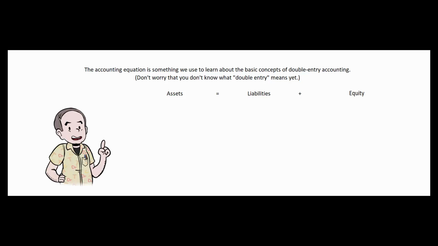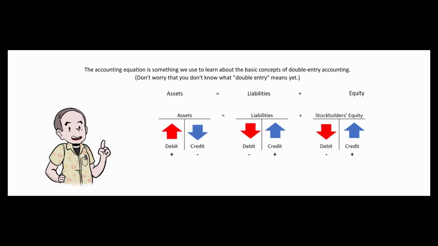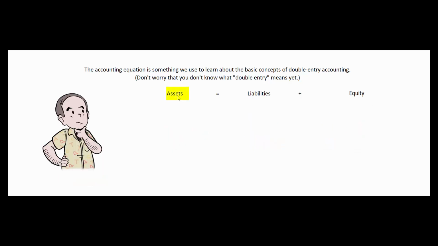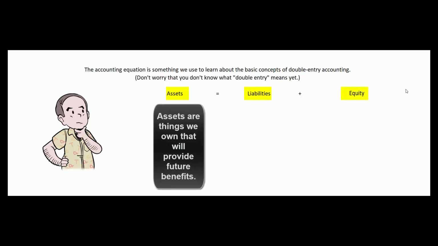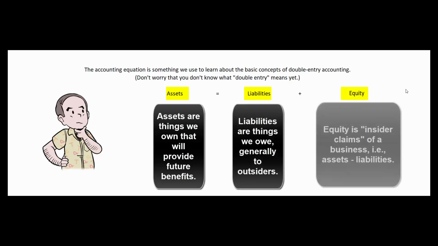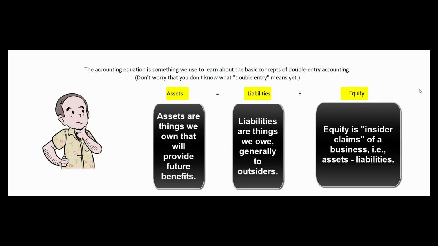The accounting equation not only is the basis of our financial statements, it also helps us learn about double entry accounting, debits and credits. We'll talk about that in a little bit. But for now, we just need to remember that assets equal liabilities plus owner's equity. Assets are things that we own that are going to provide future benefits. Liabilities are things that we owe. The difference between what we own and what we owe is our equity.